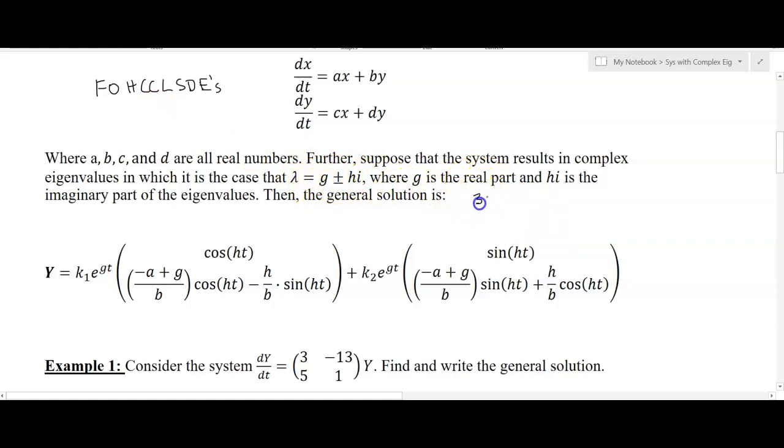For example, if I wrote 3 plus or minus 2i, 3 is the real part, so g is 3. And actually, I really should say h equals 2 is the imaginary part.